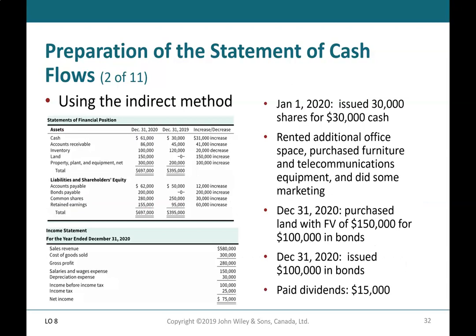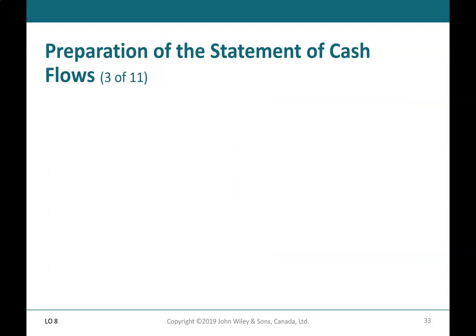Preparation of the statement of cash flows using the indirect method. So in this example, you have January 1st, 2020, issued 30,000 shares for 30,000 cash, rented additional office space, purchased furniture and telecommunications equipment and did some marketing. December 31st, 2020, purchased land with fair value of $150,000 for $100,000 in bonds. December 31st, 2020, issued $100,000 in bonds, paid dividends $15,000.